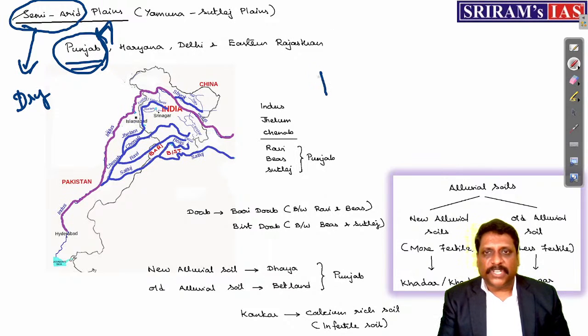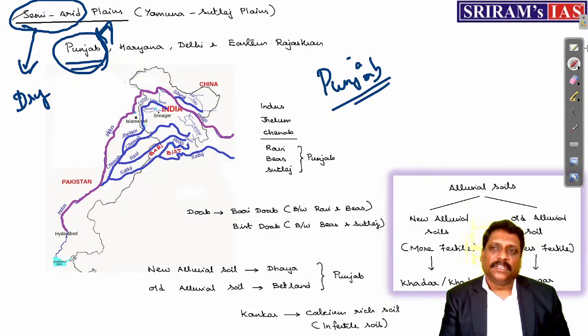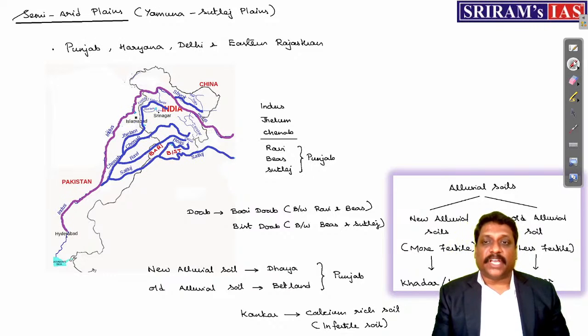Because the name itself says what? Punjab. Right? The land of five rivers. I mean, or I can say, for example, this is a region where I have five doabs.